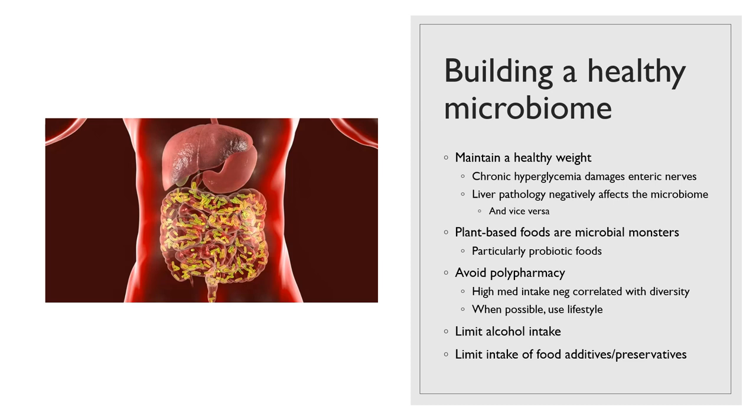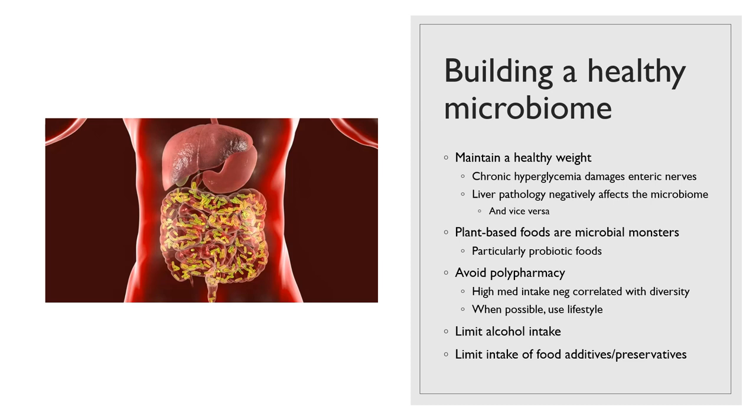Furthermore, liver pathology negatively affects the microbiome and vice versa. Bile, which is really important for the emulsification and absorption of fats, is made in the liver. We do see people with fatty liver have a different kind of bile pool than people who are otherwise healthy. And we also have other factors such as inflammation, something called lipopolysaccharide moving from the gut to the liver within the portal vein, all causing problems. So maintaining a healthy weight protects against all of these problems.